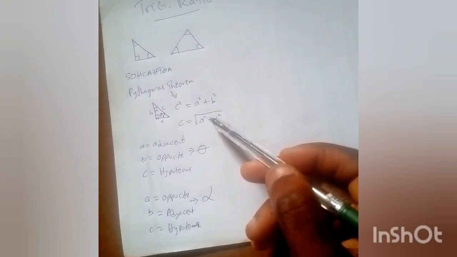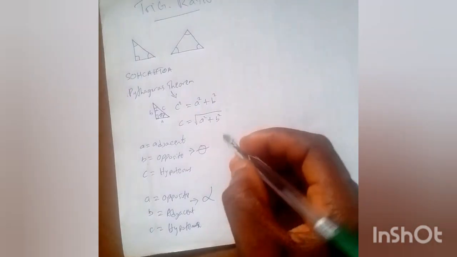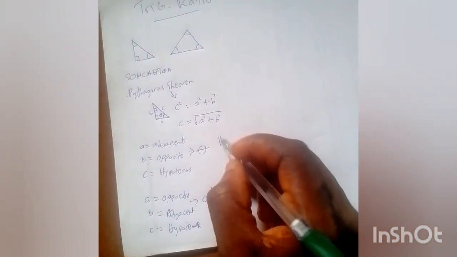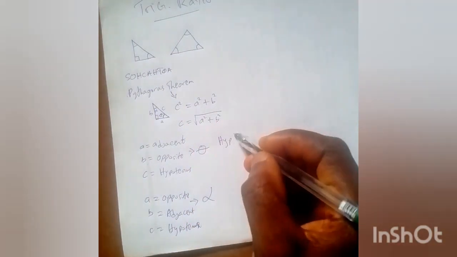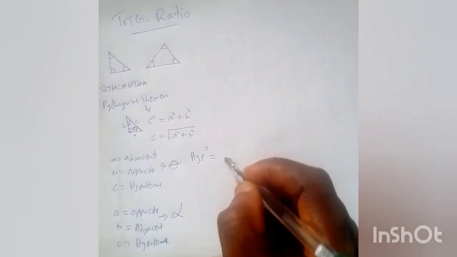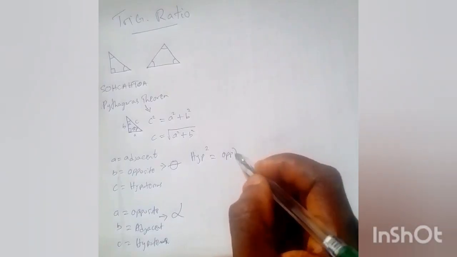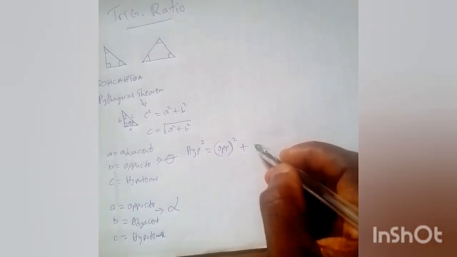Now let us put that into Pythagoras theorem. In Pythagoras theorem, you'll be given the longest side, which is the hypotenuse, and that hypotenuse is C. So Pythagoras theorem is telling you that the square of the hypotenuse is going to be equal to the sum of the opposite plus the sum of the adjacent.